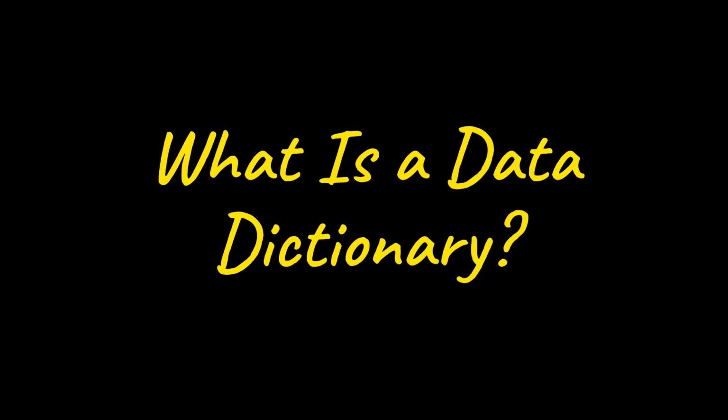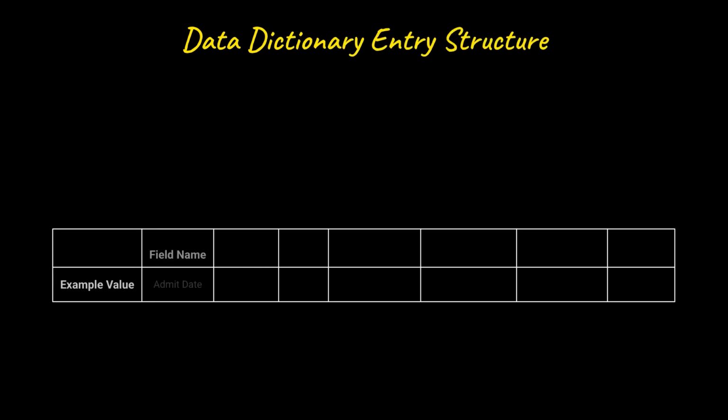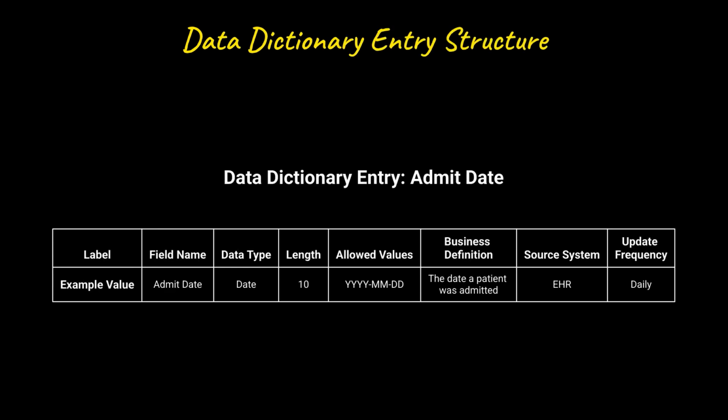A data dictionary is the official catalog of every data element in an information system. It goes beyond database design by documenting not just structure, but meaning, giving every field a single, authoritative definition that all users share. Each entry in the dictionary captures both technical properties, like data type and length, and business meaning, like the precise definition of admit date. This prevents different teams from interpreting the same field in conflicting ways.